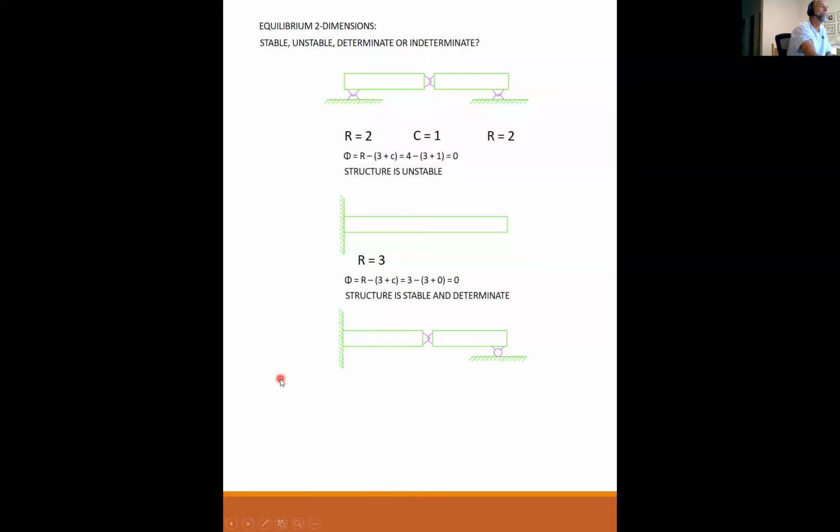Okay, what about this one? I have the cantilever beam, I have a hinge, and I have a roller over here. So I have 3, I have 1 special condition, and I have 1 restraint over here. So I have 4 minus 3 plus 1 is equal to 0. And this is actually stable and determinate. Any questions so far?